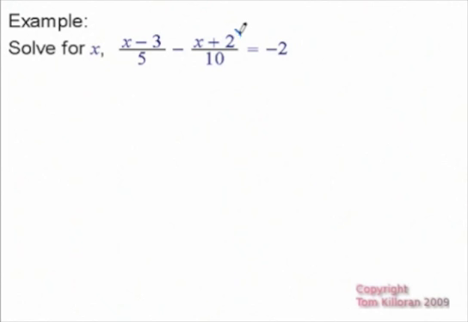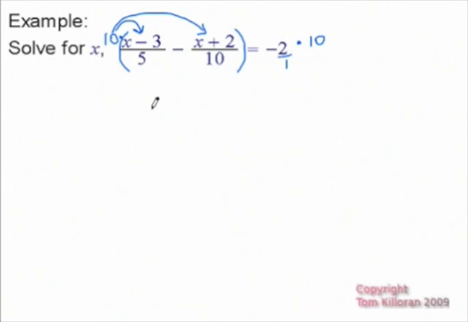So I'm going to take this entire side, the whole left-hand side, and the common denominator between 5, 10, and by the way, 1 would be 10. So I'm going to multiply both sides of this equation by a factor of 10. Now on the left-hand side, I have to distribute it. So it's got to go to both terms.